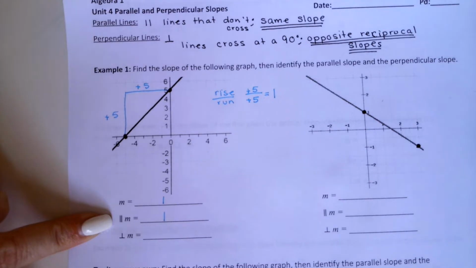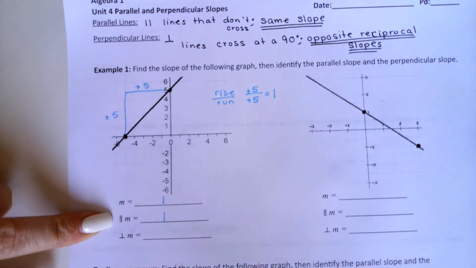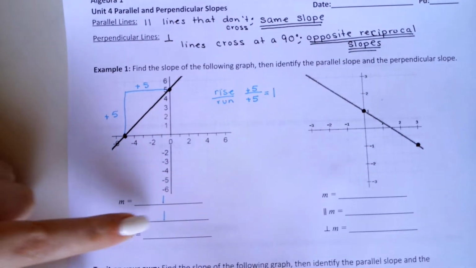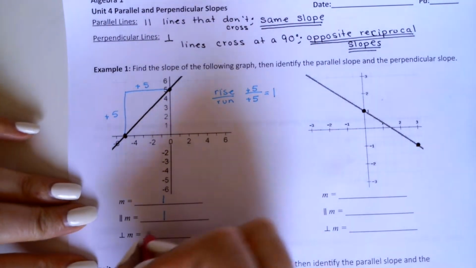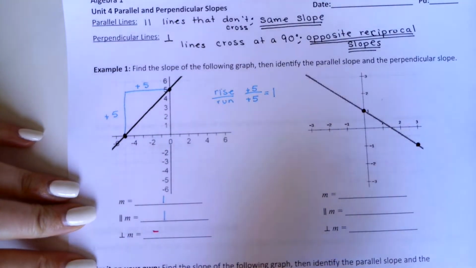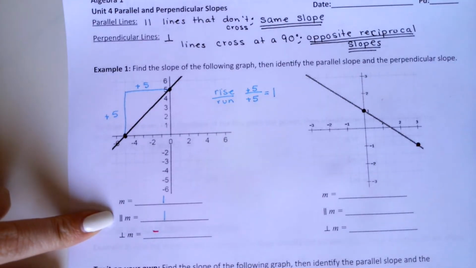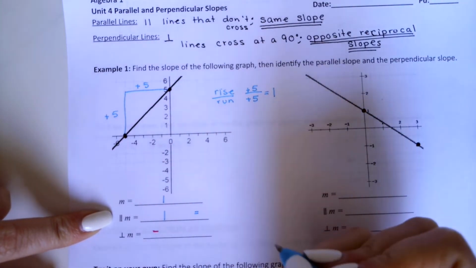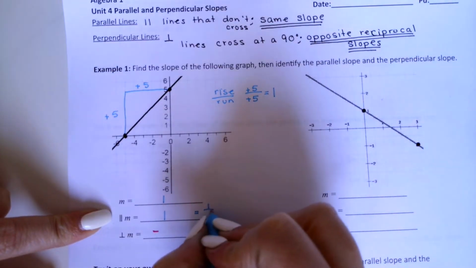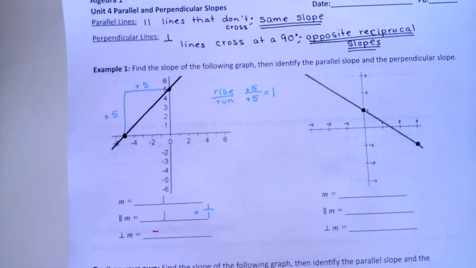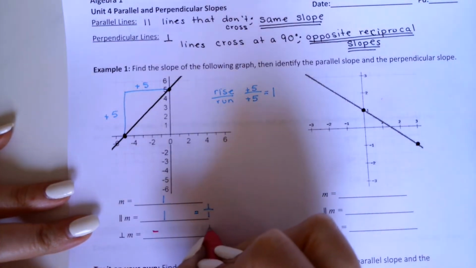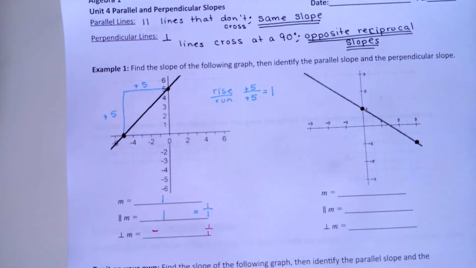Now, perpendicular is the opposite reciprocal. So opposite means it's going to be the opposite sign. So because this was positive, this guy will be negative. Okay? And then reciprocal means that you're going to flip the fraction. So sometimes it's helpful to write out what this is as a fraction if it's not already. So this is really 1 over 1. And then flip it upside down. So if I was going to flip this around, all it would be is 1 over 1 again.